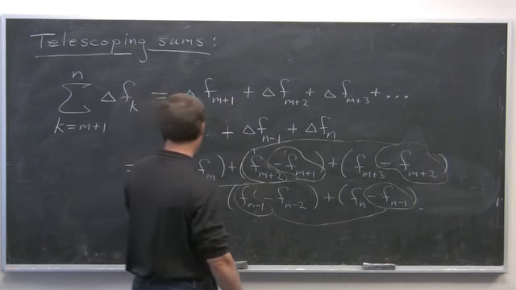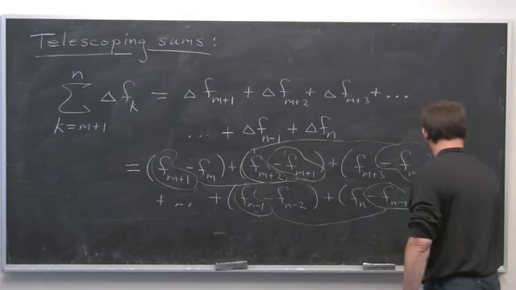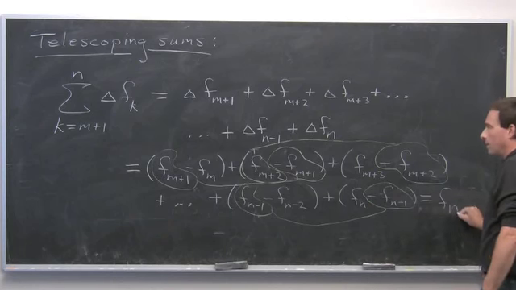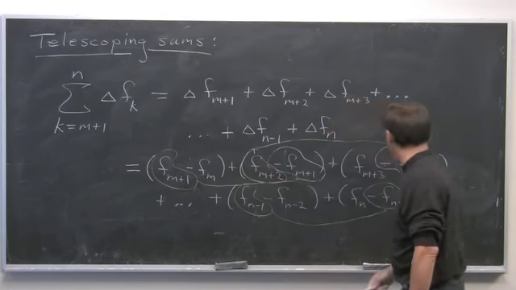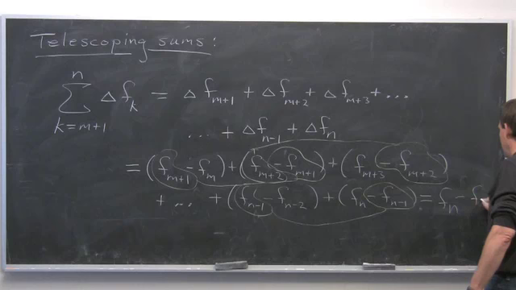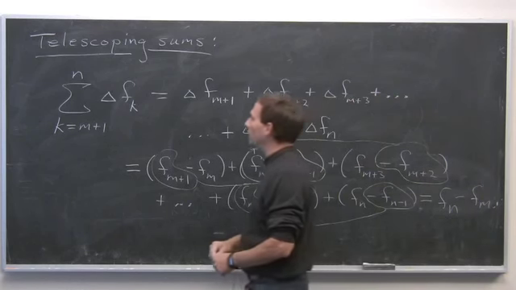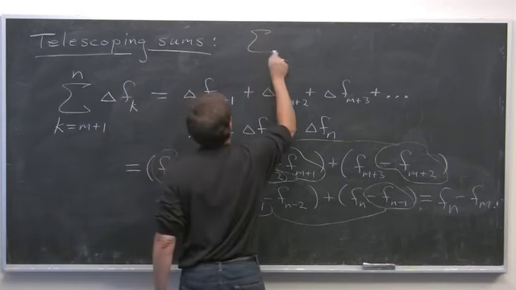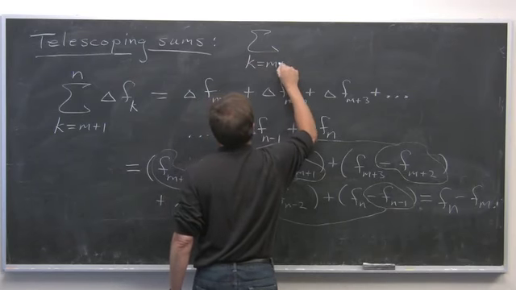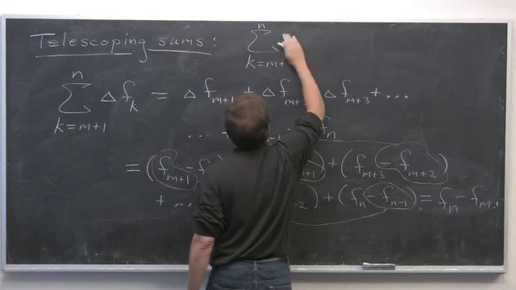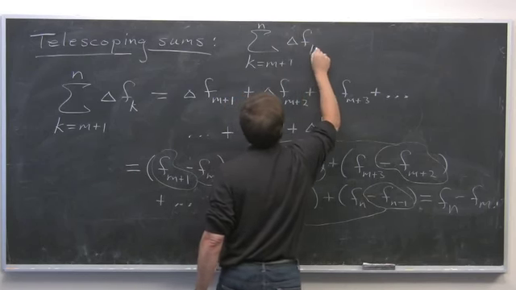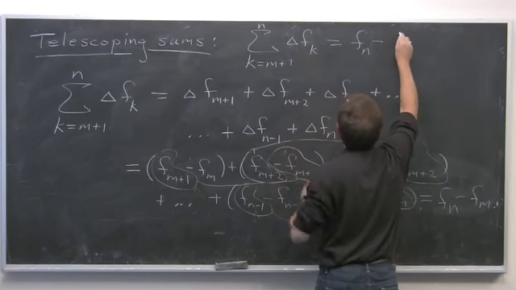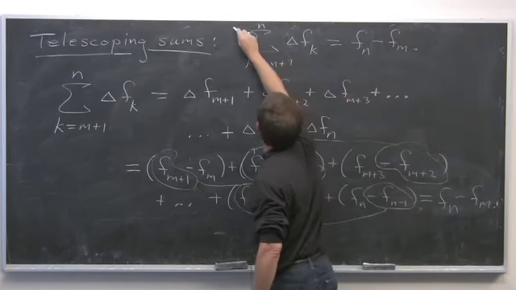But what did we just see that this equals? Everything else cancels out, and so this sum collapses to just f sub n, that final one, minus f sub m. And this is the general formula: the sum as k goes from m plus 1 to n of delta of f sub k equals just f sub n minus f sub m.